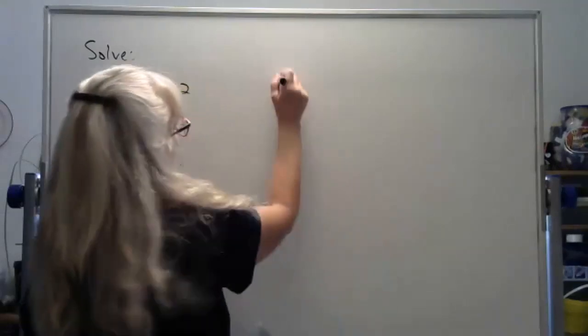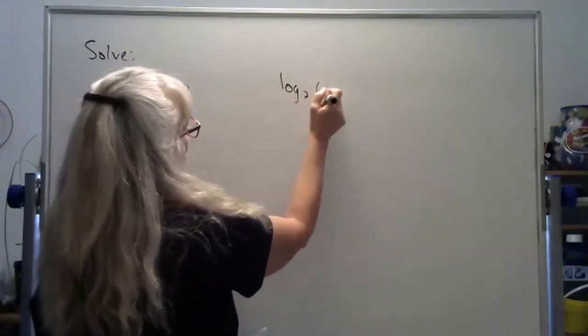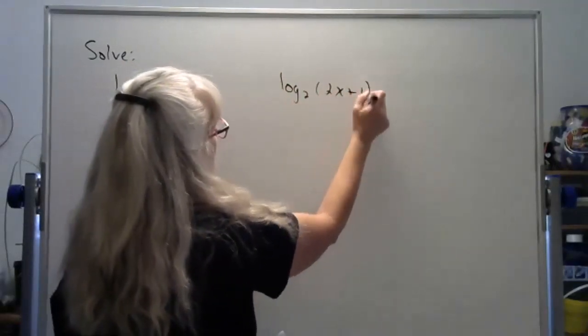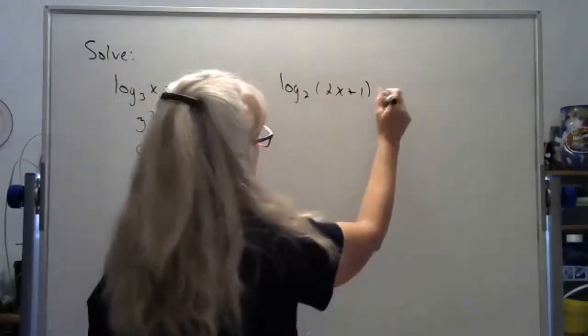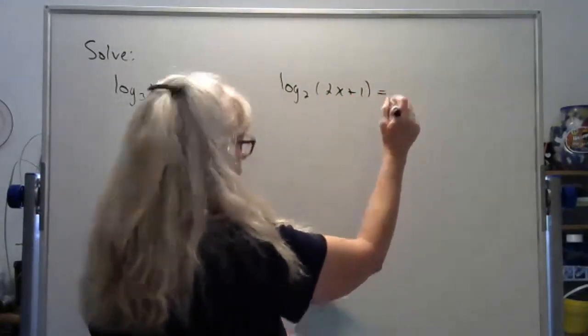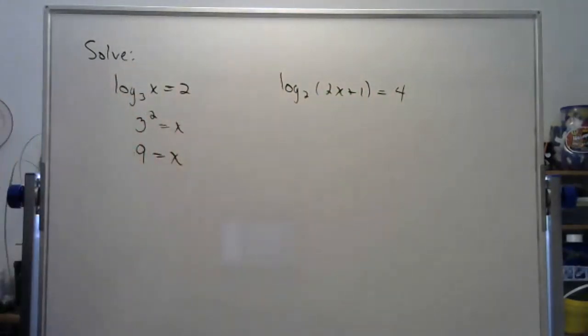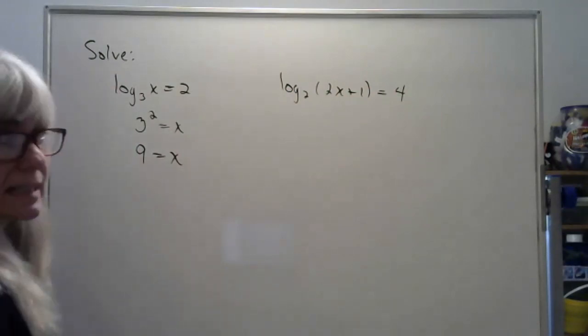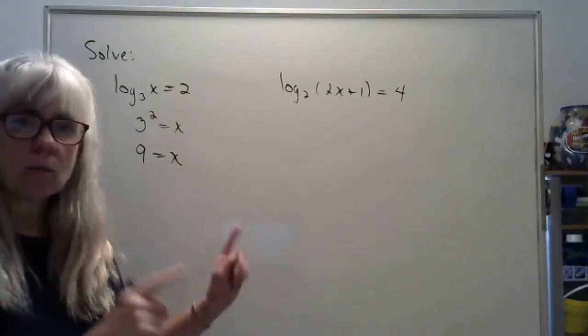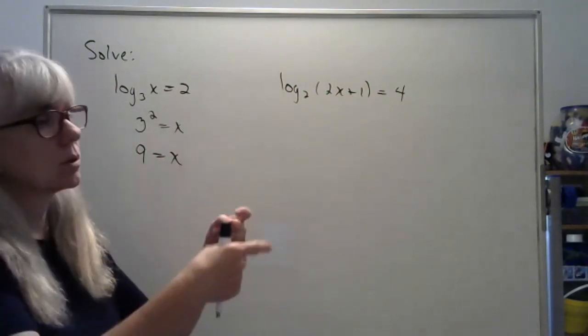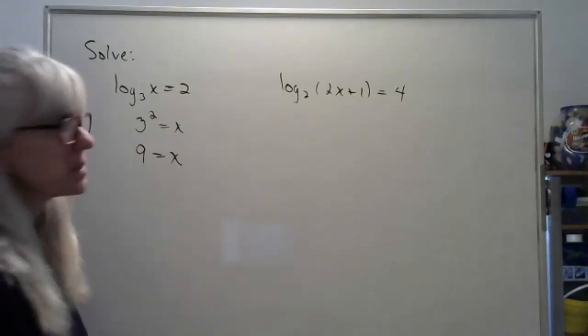How about log base 2 of 2x plus 1, and we're going to set that equal to 3. No, let's set that equal to 4 just to be different so we don't have so many 2's and 3's. So log base 2 of the quantity 2x plus 1 equals 4. Okay, you take a second and write it down. So this would be what raised to the what power is equal to what? It's very descriptive.